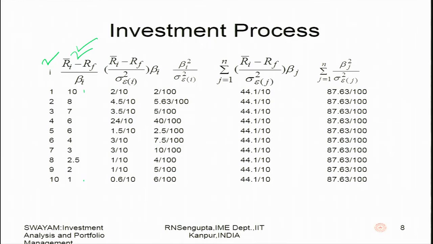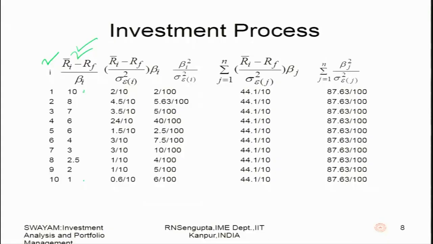It also can be, just let me mention, that Ri minus Rf divided by beta for all the stocks are the same. Then when you rank, it does not matter in what sequence you rank them, because the overall portfolio you will form would be exactly the same irrespective of the ranking process which you follow. So, I have excess return to beta, rank them in the second column, and the first column correspondingly is the I number, which is the stock number.